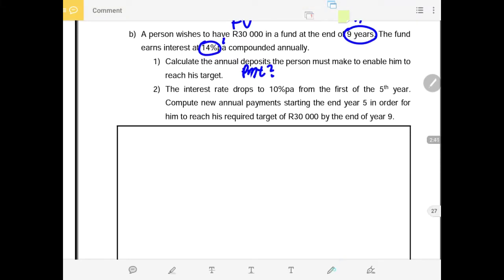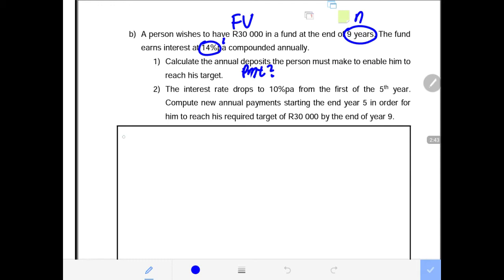So now let us calculate our PMT. We say plus minus 30,000, because 30,000 is what he needs as the future value. Interest is 14 compounded annually, divide by 1, which is once a year. You don't have to divide by 1 when it's compounded annually. Our N will be 9 because these payments will be made once a year, as they are annual payments. Then we say compute.